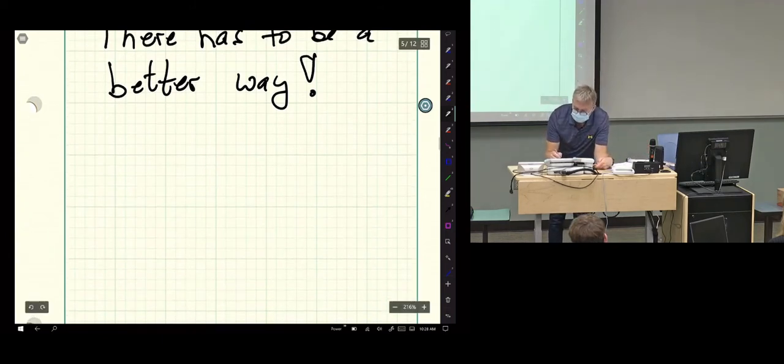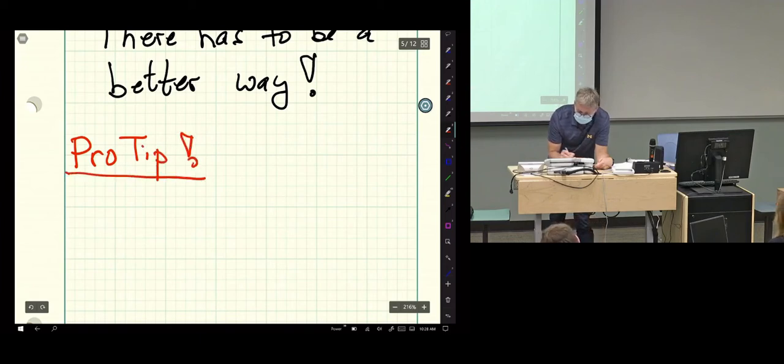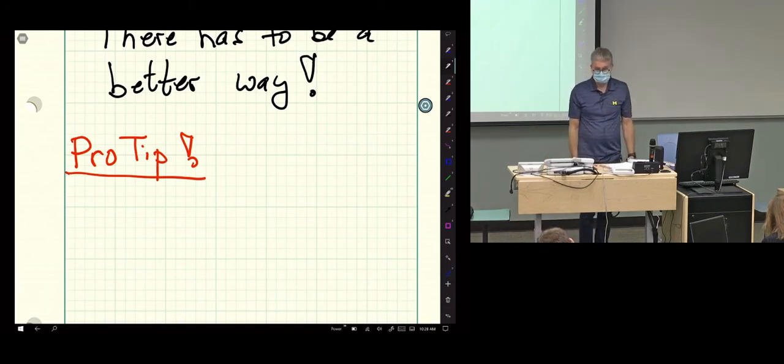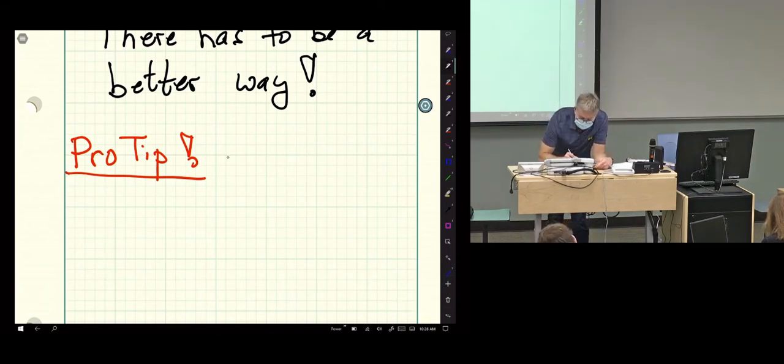Okay, so here's the pro tip. This is how the pros check this. How to check linear independence like a pro.